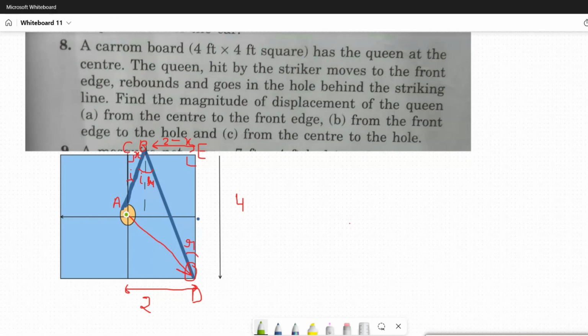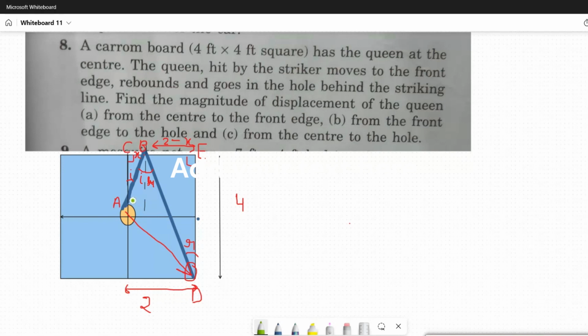behind it. So the queen is first struck here and it is then rebounded and goes into the hole behind the striker. So we know that this length is 4 meters, so the half length would be 2 meters.